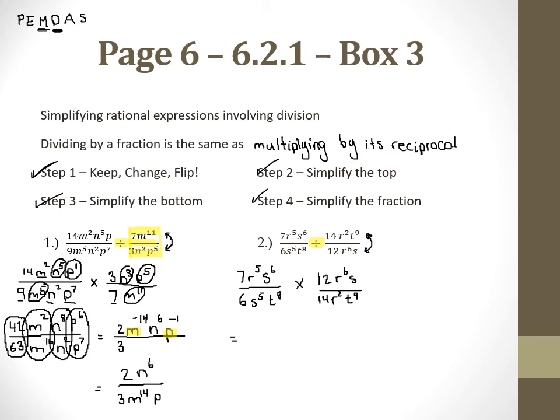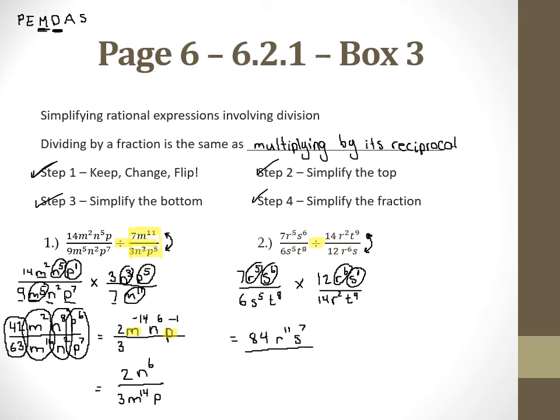Step 2 is to simplify by multiplying across the top and then across the bottom. So as I go across the top here, the first thing I see are the whole numbers, which are 7 times 12. So that gives me 84. I see r to the 5th times r to the 6th. So since we are multiplying, we add those together and get r to the power of 11. And I see s to the 6th times s to the 1st. Again, we are multiplying, so you add those exponents together and get s to the 7th.